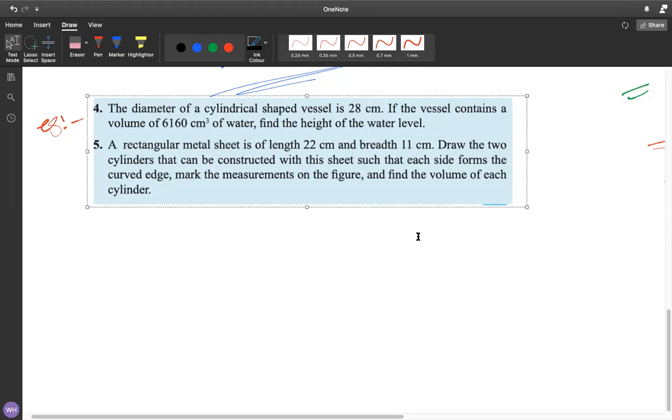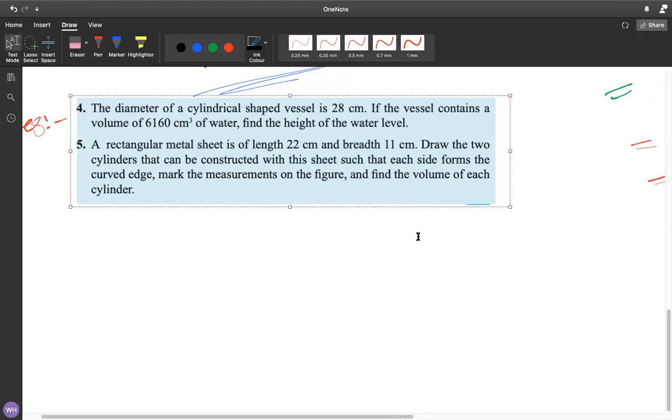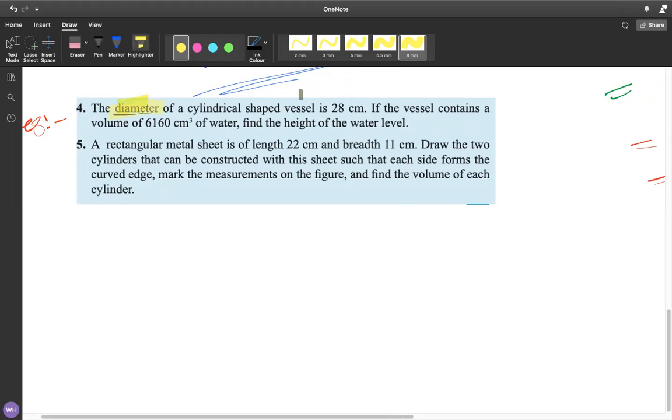So 2 questions. The diameter of the cylindrical shaped vessel is this much. The vessel contains a volume of this much of water. Now we were asked to find the water level. Now in the sense which you need to find, they have given you the diameter, and it is 28, and they have given you the volume.